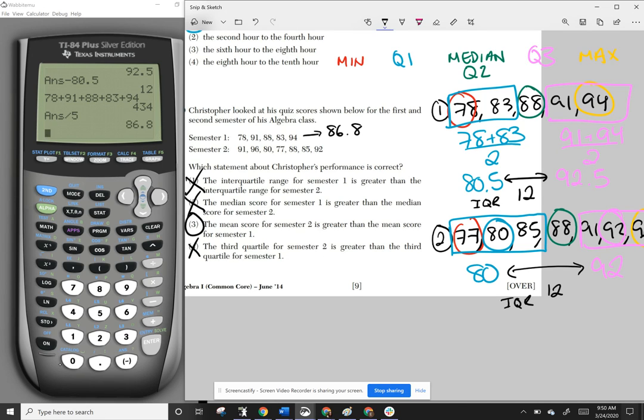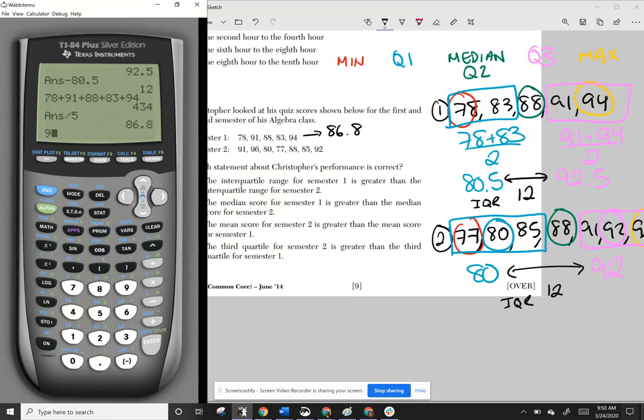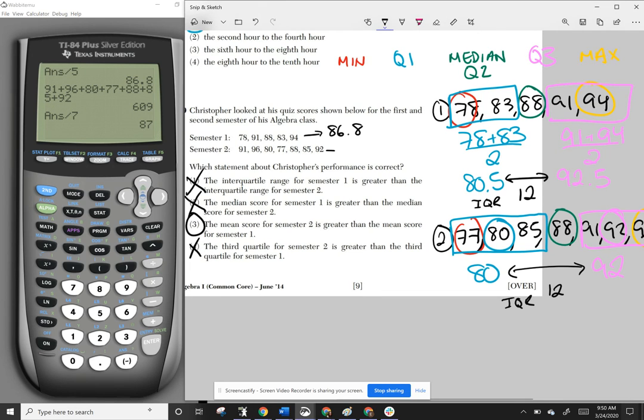Now let's find the mean of semester 2. We gotta do 91 plus 96 plus 80 plus 77 plus 88 plus 85 plus 92. And now we're going to divide that by 7 this time, because there are 7 grades or numbers. We got 87. So it's saying the mean for semester 2 is greater than the mean for semester 1, and yeah, that's true. 87 is bigger than 86.8. So 3 is your answer.